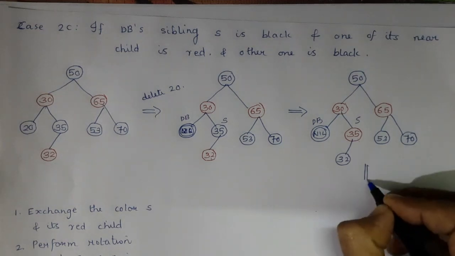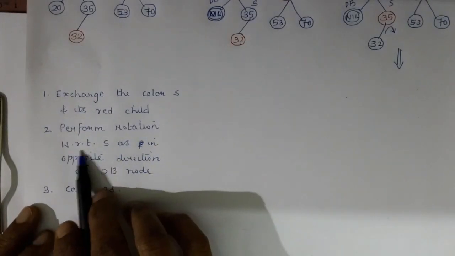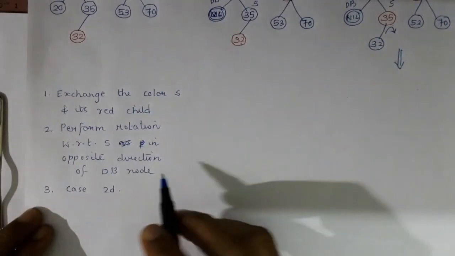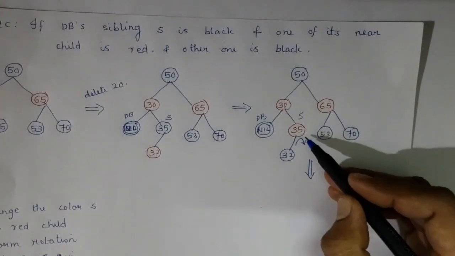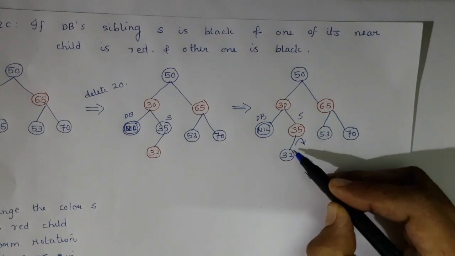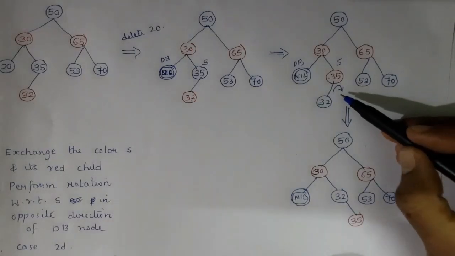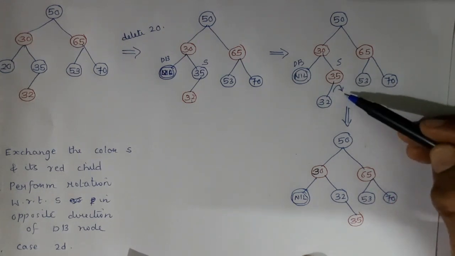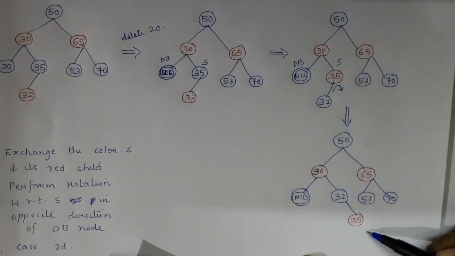Now perform rotation. So rotation is performed in right direction, that is next perform rotation with respect to S in opposite direction of DB node. So S is the pivot point and perform right rotation. That is right rotation is opposite to the double black node. To perform rotation, we pull from this side. So 32 goes up and 35 goes down. So tree is like this.